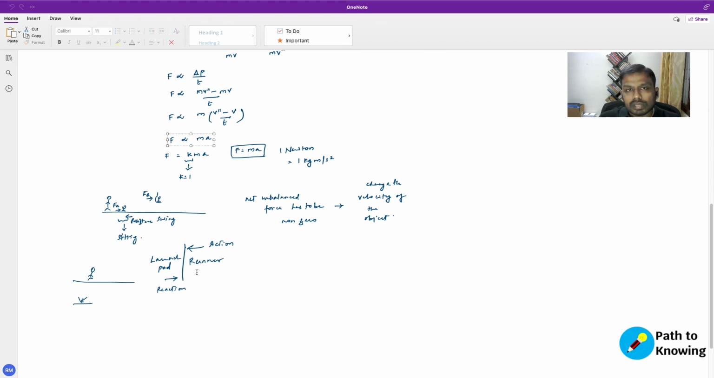Now, this is Newton's third law, which is famously told as: for every action, there is an equal and opposite reaction. When you apply some force on an object, that object will in turn react by applying the same force back on you. So this is Newton's third law. With this, let's stop here, and we'll take this further in our next video.